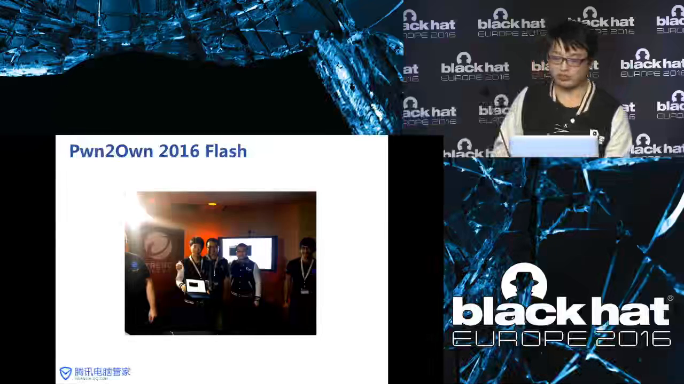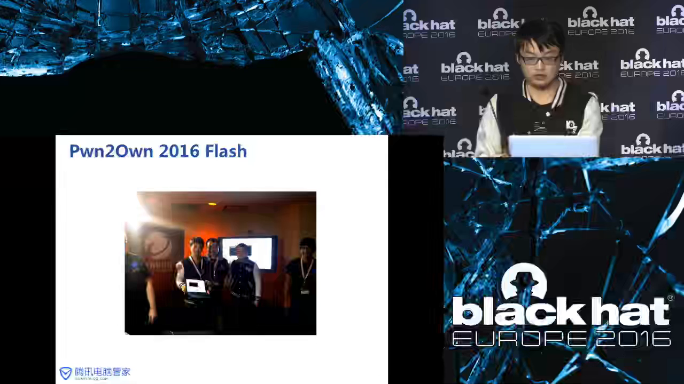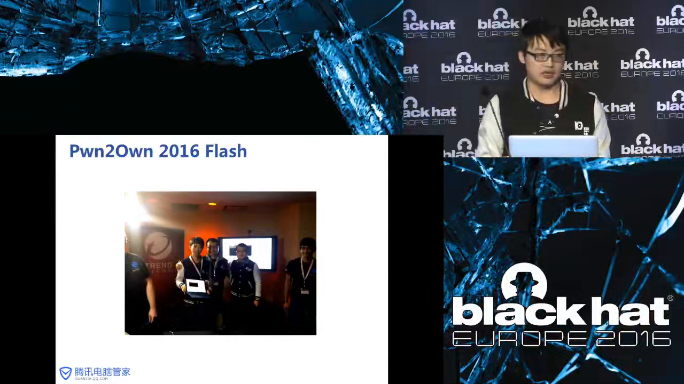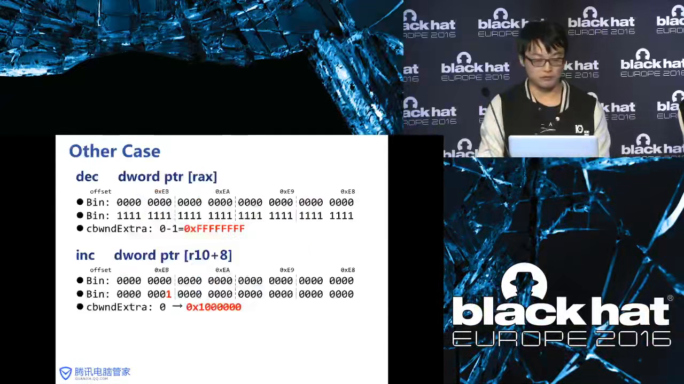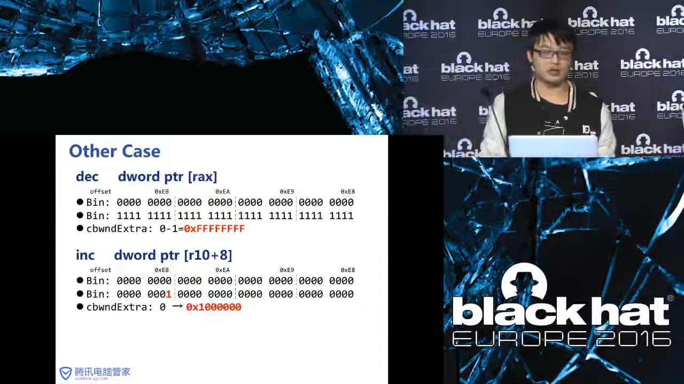In part 2, we attacked Flash, and we used Flash to execute arbitrary code in Windows Edge. We escalated the privilege of the Edge process to the system process privilege, and then we escaped from the sandbox. We completed this job in 3 seconds, and we won the 50,000 reward and the Surface Pro 4. In the other case, there are 2 assembly codes, as you can see right there.